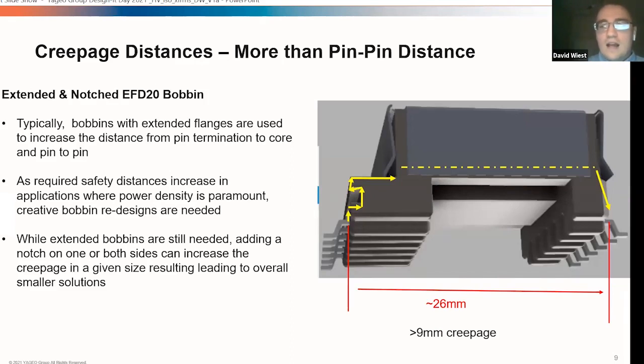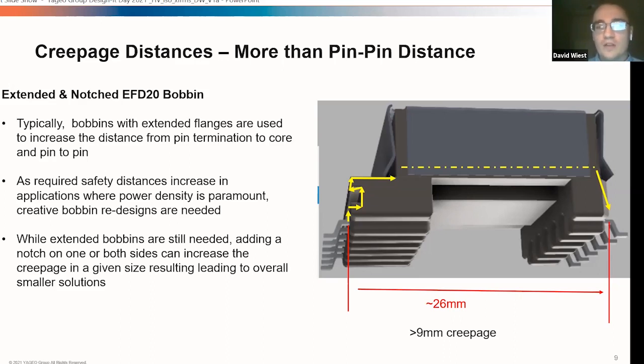Here you can see that as opposed to the standard EFD bobbin, there's a notched and extended bobbin that can actually meet that 9 millimeters creepage distance. So in a high voltage system where safety is critical, this lets design engineers meet those distances by extending the pin length away from the bobbin, away from the core, I should say.